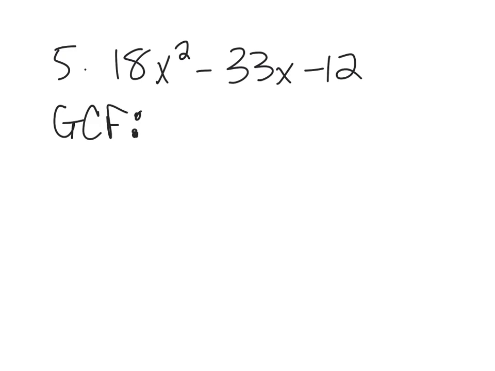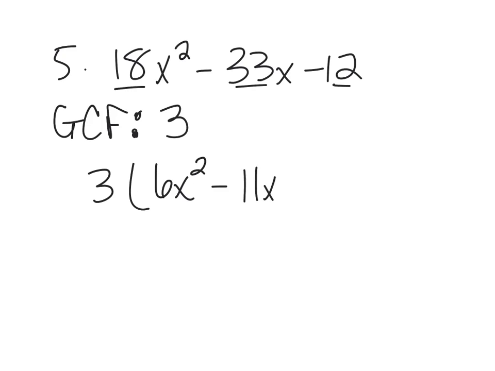I can take out a 3 from each of these. So if I factor out a 3, what do I multiply 3 by to get 18x squared? 6x squared. What do I multiply 3 by to get negative 33x? Negative 11x. What do I multiply 3 by to get negative 4? Or negative 12? Negative 4. Okay, so now I have an easier trinomial to factor.